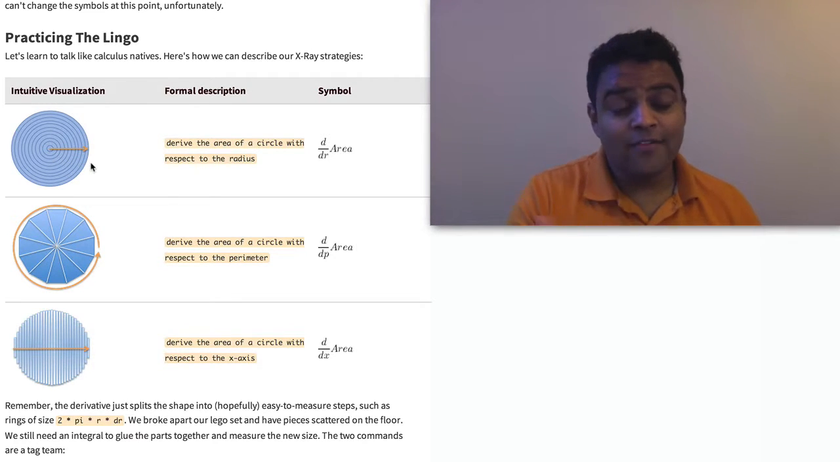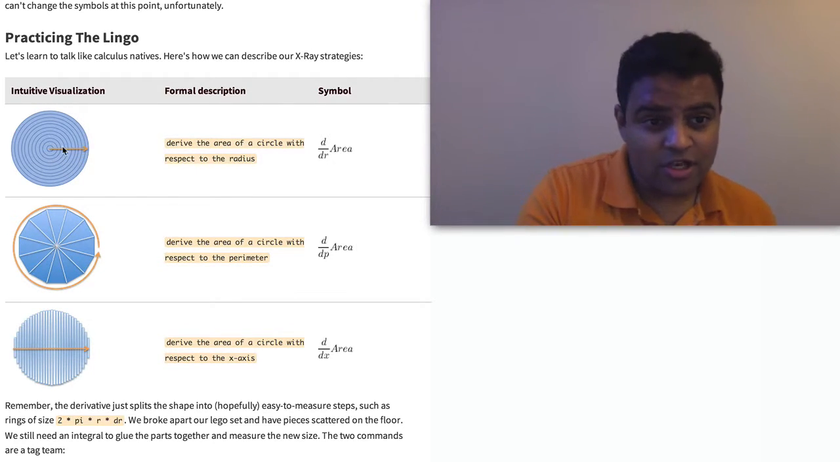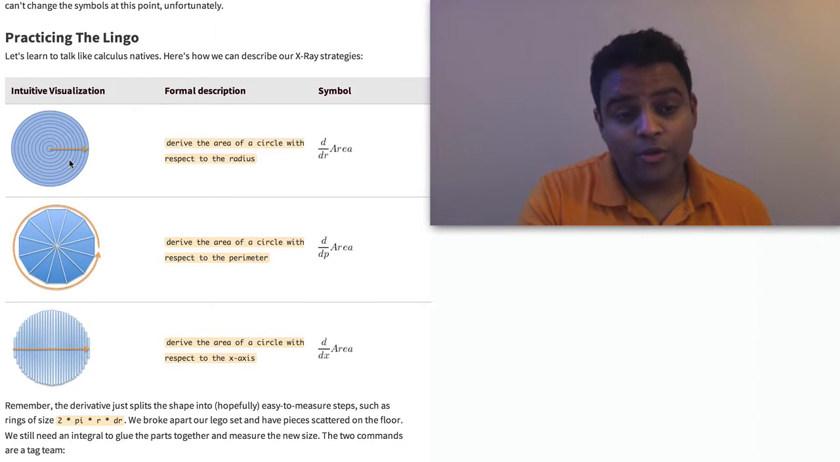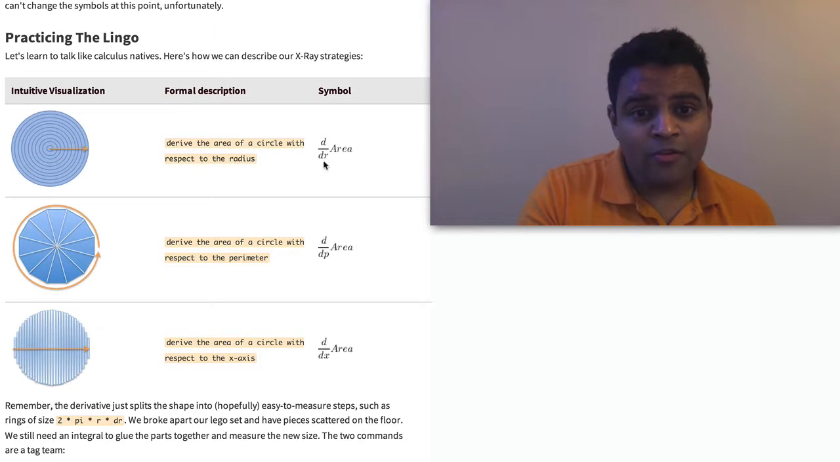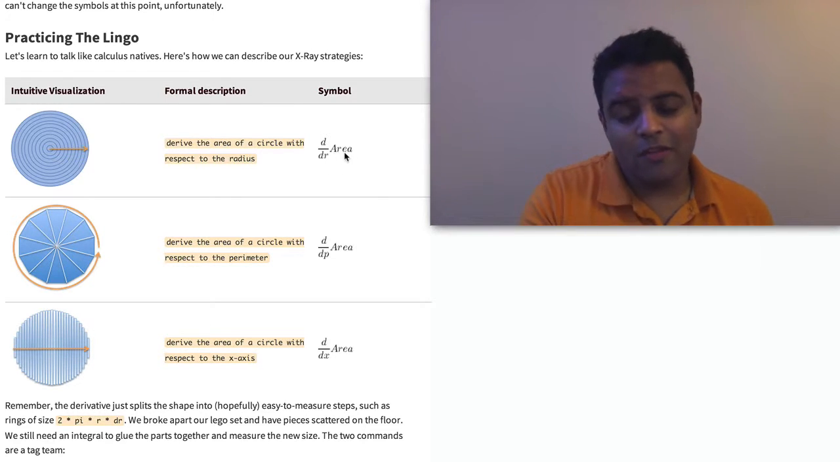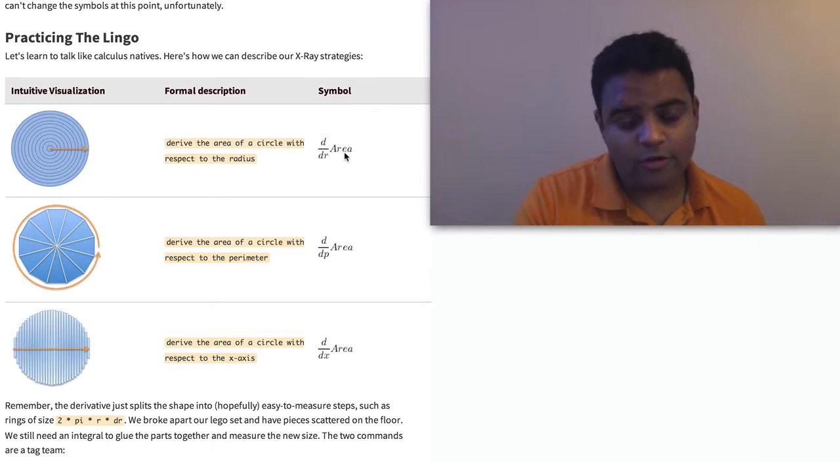So our typical example is we have the rings. We're going to derive the area of a circle, because that's our shape, with respect to the radius, because we're basically following the radius as we go. And the symbol for that is d over dr. And this is basically saying take the derivative with respect to radius of the following shape. And in this case, it's the area of a circle.